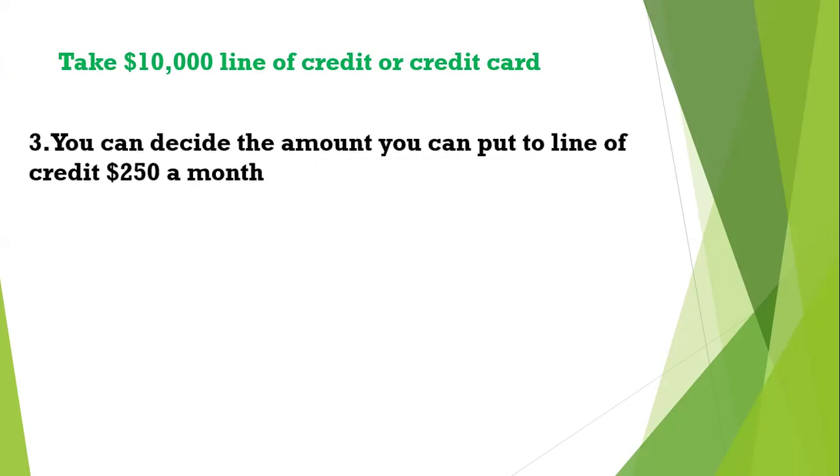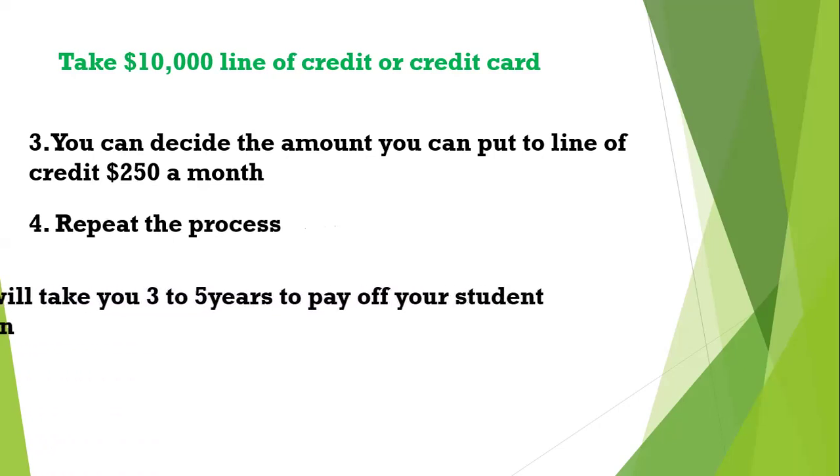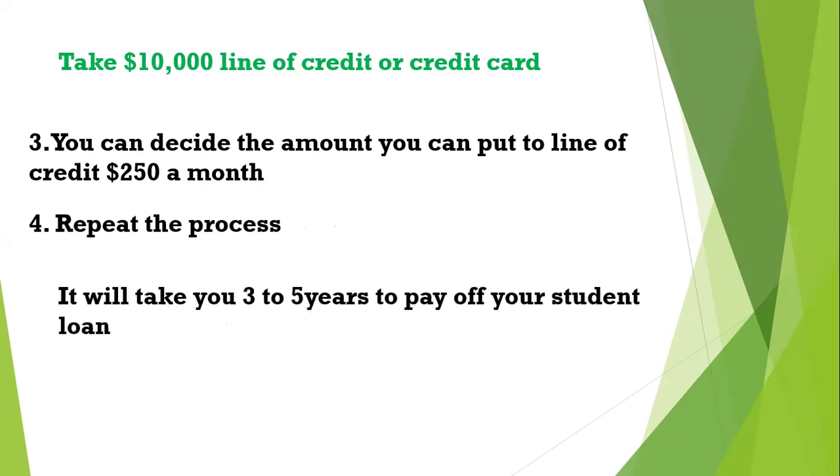You can decide the amount you can put through the line of credit, 250 or maybe 535, like the regular pay. But you continue to use the line of credit $1,000 a month to pay your student loan. It could take you 3 to 5 years to pay it off, instead of 12 years, and you will save on interest. You will save on the money that you can use to build your future wealth.